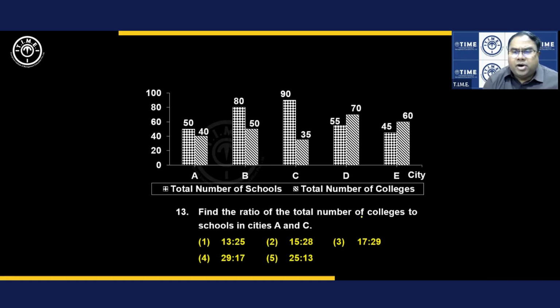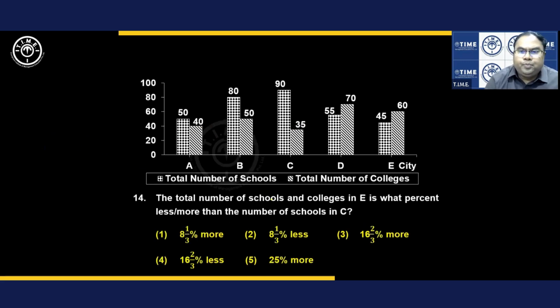Ratio of total number of colleges to schools in city A and city C. City A colleges 40, 35, 75. Schools 50, 90, 140. So this will be 5 15s, 5 28s. 15 is to 28. 15 is to 28 is present in choice 2.